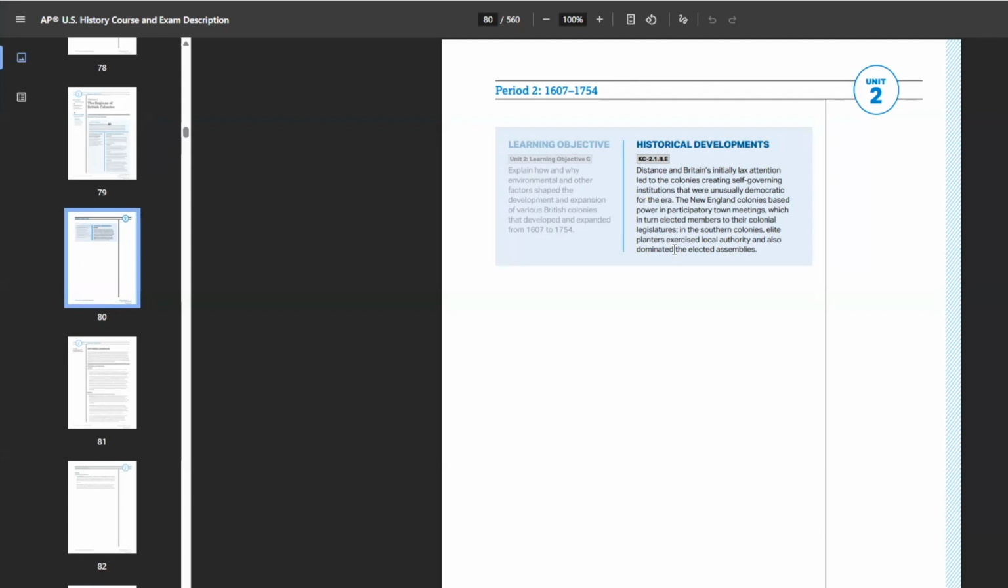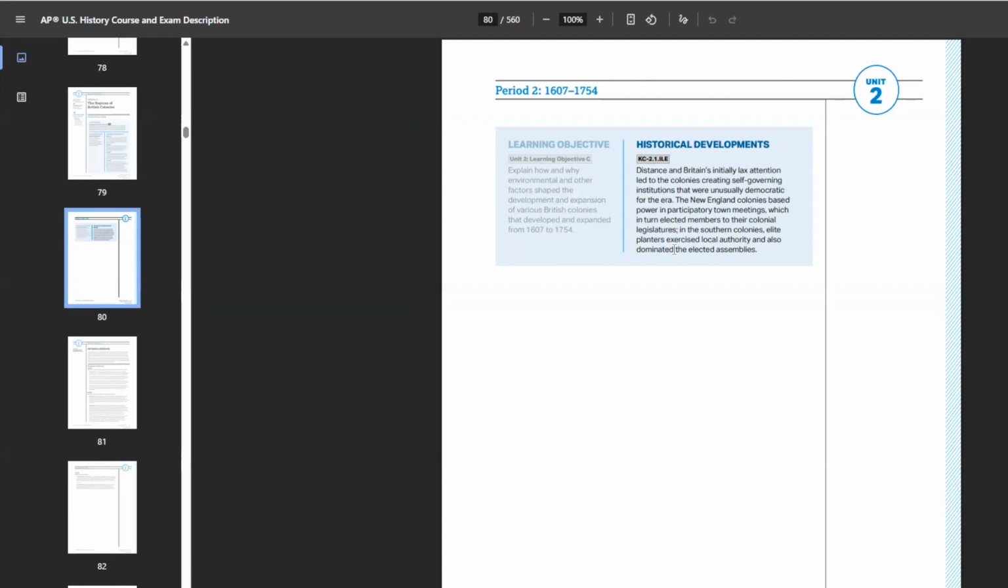Kinda, but I'm still a little confused on what you mean by implement into the CED. Like you just take this one piece of information and use it? Well, look at the one that we had here, right? It says explain how and why environmental and other factors shaped the development and expansion of various British colonies that developed and expanded from 1607 to 1754, right? So one piece of evidence that you were able to think about was fur, and the fur trade. As soon as you have that piece of evidence, you're like, hey, I can use that to address this particular claim, because that's what this is.